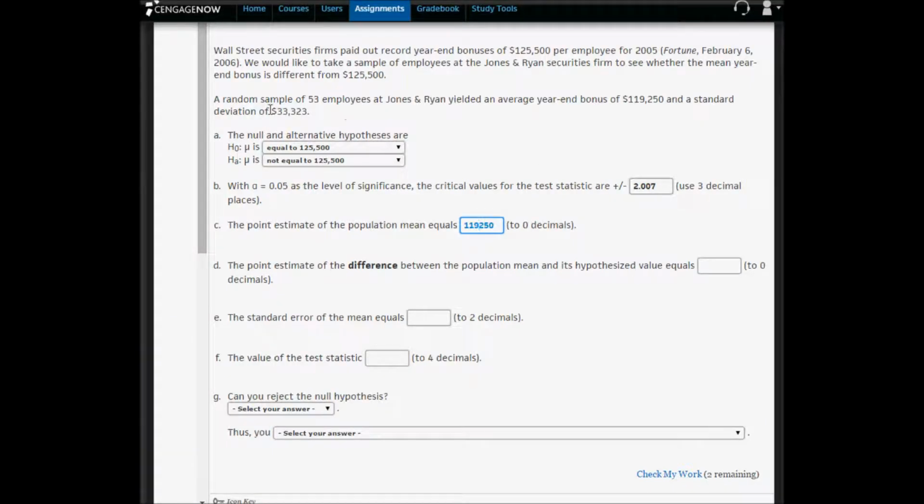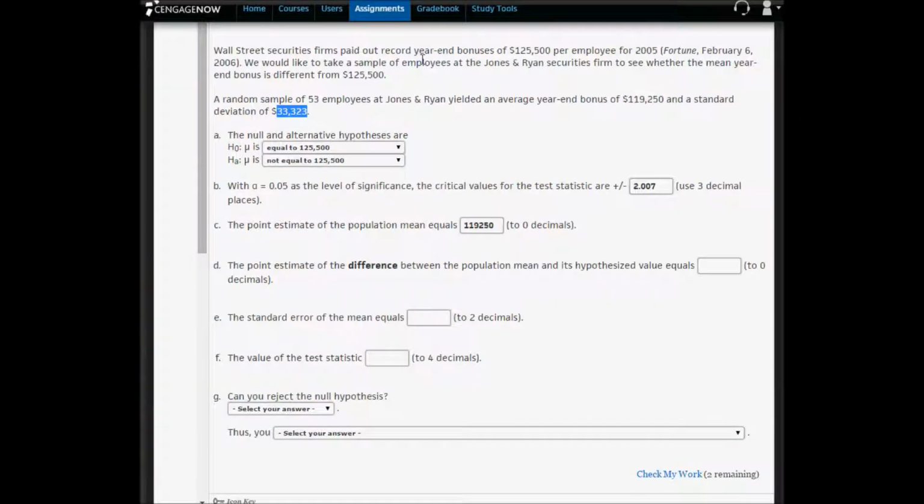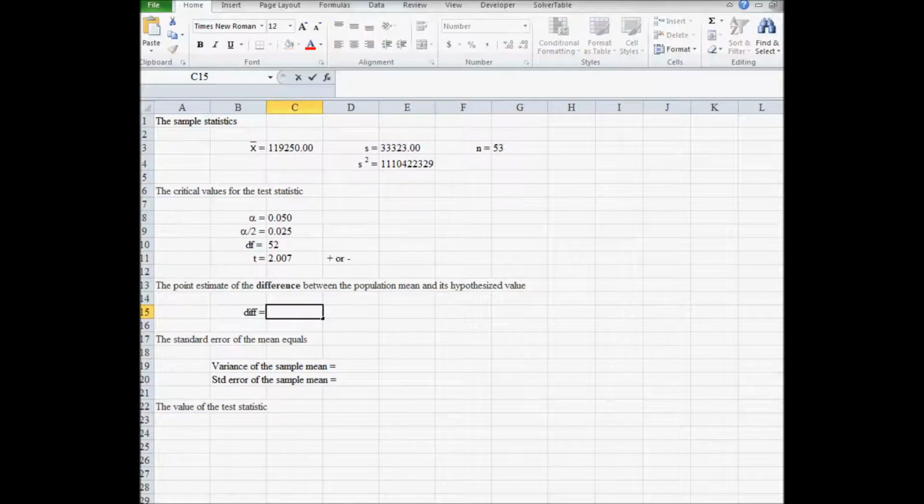The sample standard deviation is 33,323. The sample variance is just the square of the sample standard deviation. The hypothesized value is 125,500. The point estimate of the difference between the sample average and the hypothesized value is a negative $6,250.